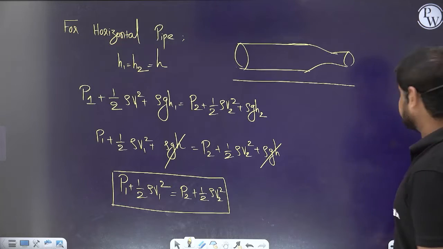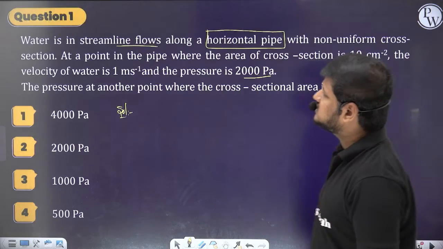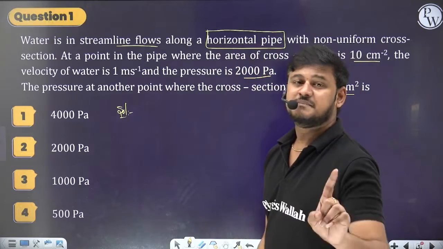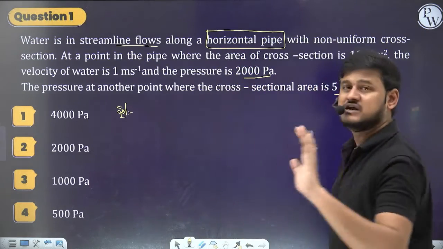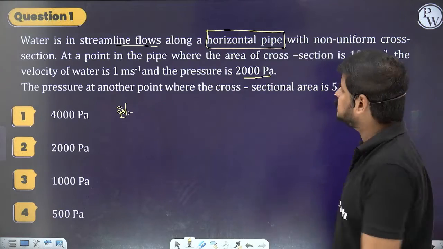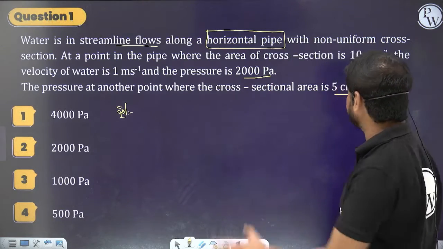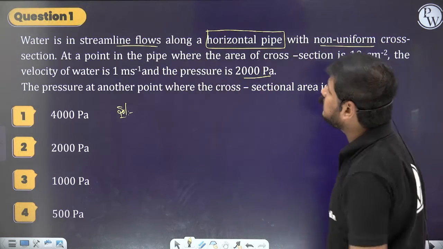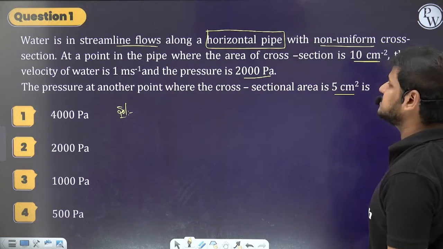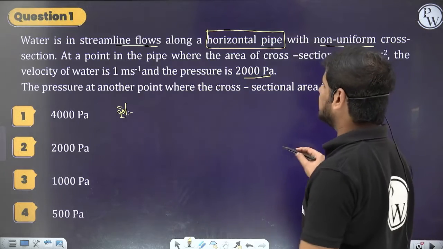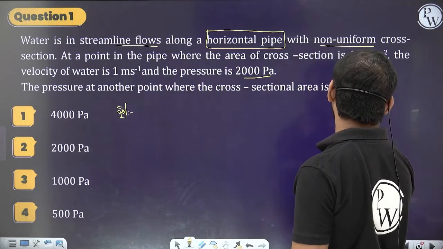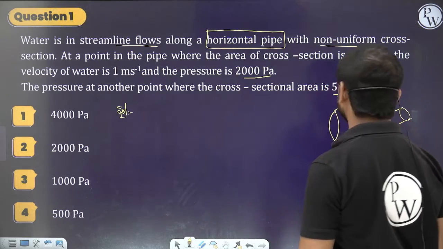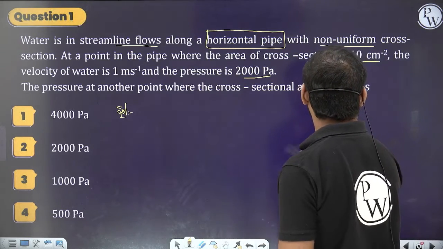So now understand this question. What does the question say? Water is in streamline flow along a horizontal pipe. That means we can use Bernoulli's principle, where P1 plus half rho V1 square is equal to P2 plus half rho V2 square. With non-uniform cross-sectional area, at a point in the pipe the cross-sectional area is 10 centimeter square, and on the other side it's 5 centimeter square. So the pipe has different cross-sectional areas. Let's say this is a horizontal pipe, right?